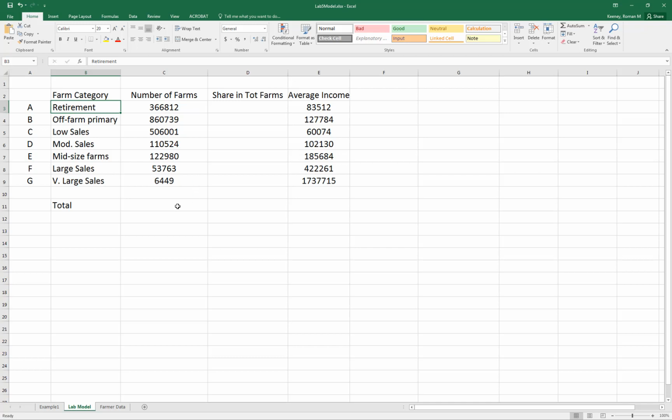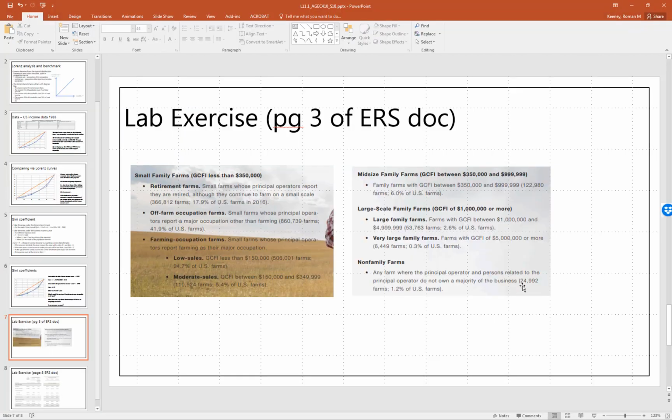We already know that we're going to leave out non-family farms because they don't have the same data. But we know the first thing that we would need to do here is to get how big these groups are in terms of the total population. And then we know the other thing we're going to need is income. So let's see how that data is provided to you.